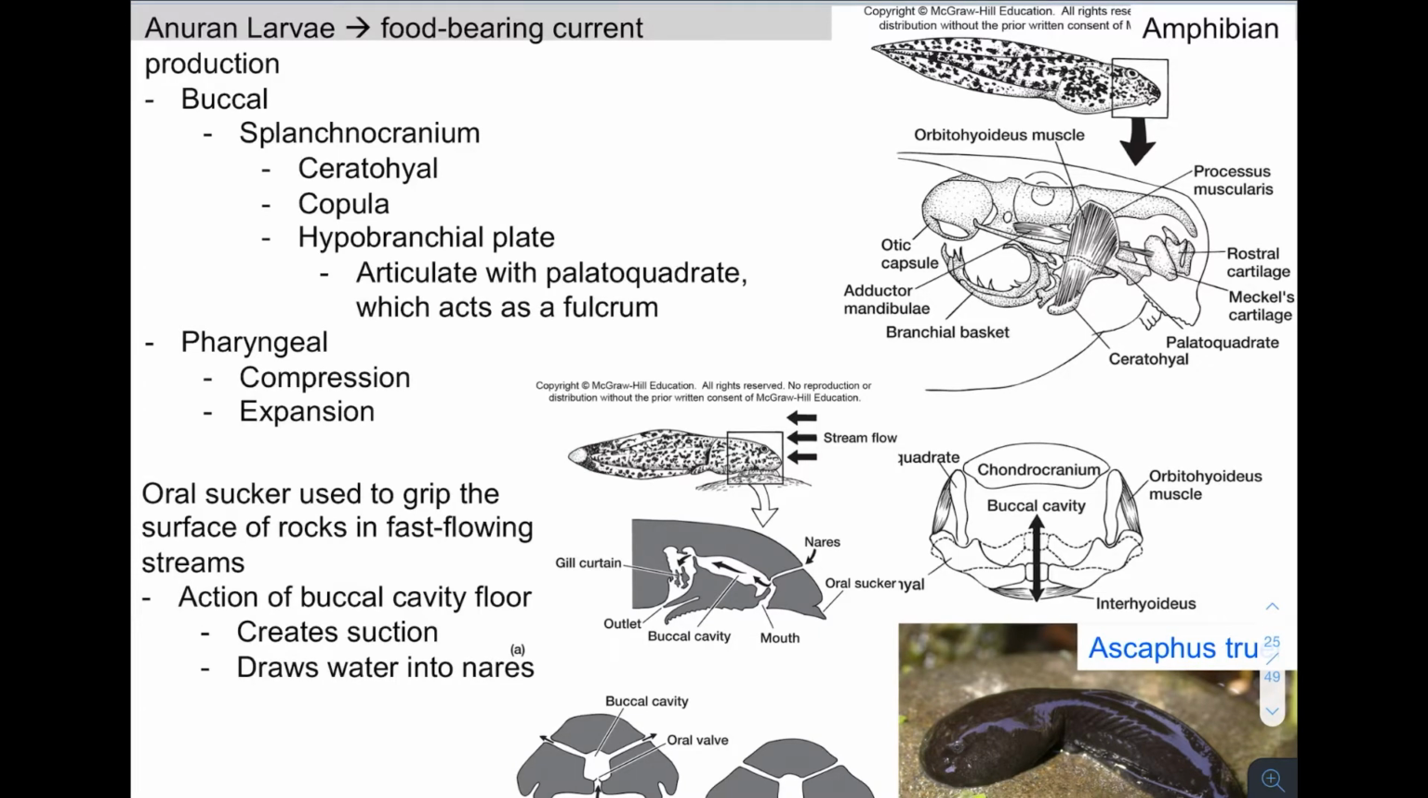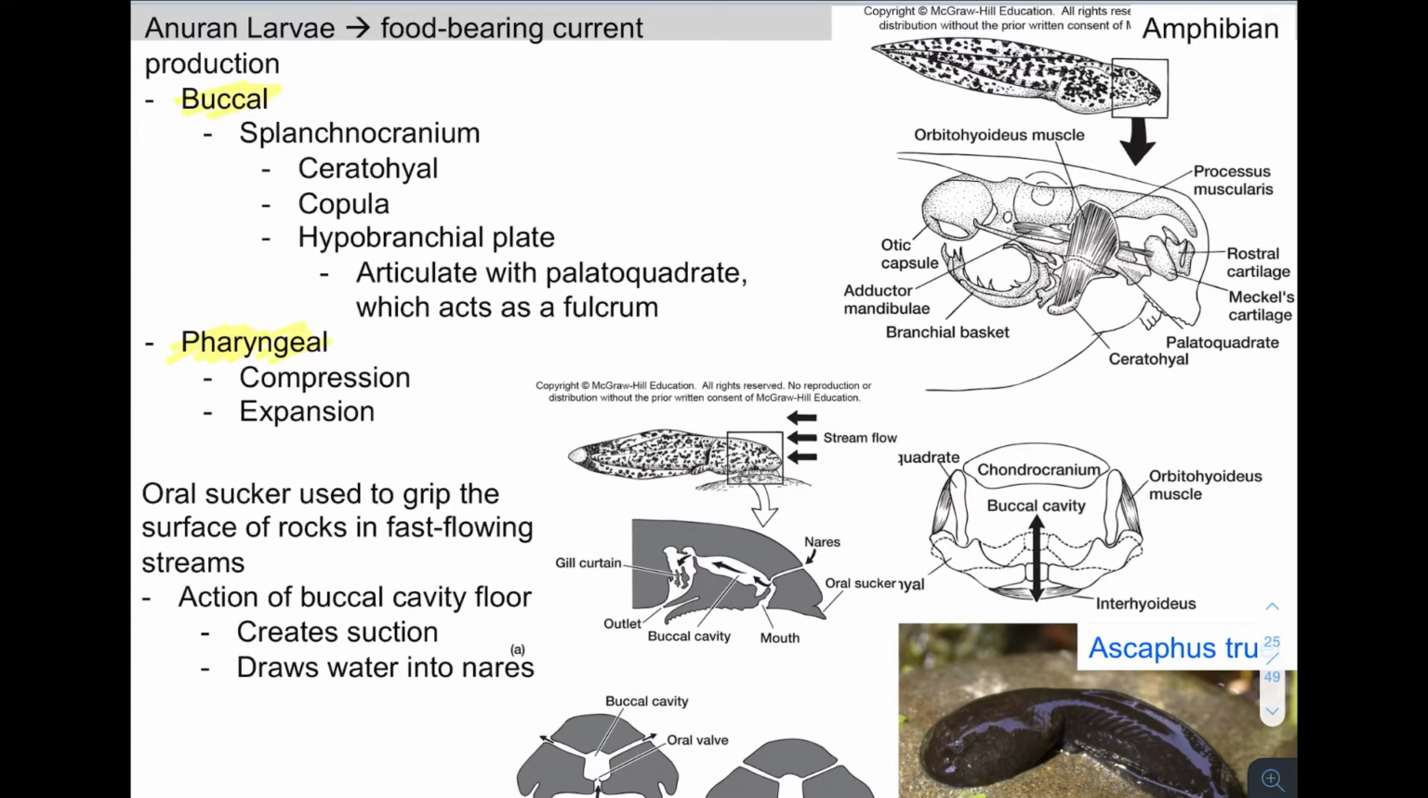So let's look at the anatomy of these tadpoles. Again, what we're going to be using are the buccal, but in this case also we're going to see pharyngeal. In other words, the throat area is also going to be important to create a pumping mechanism. So we'll see the pumping mechanism developing further down in the animal. And what we're going to see is that in reptiles, it's going to develop even further down into the trunk of the animal. And so we have both buccal and pharyngeal.